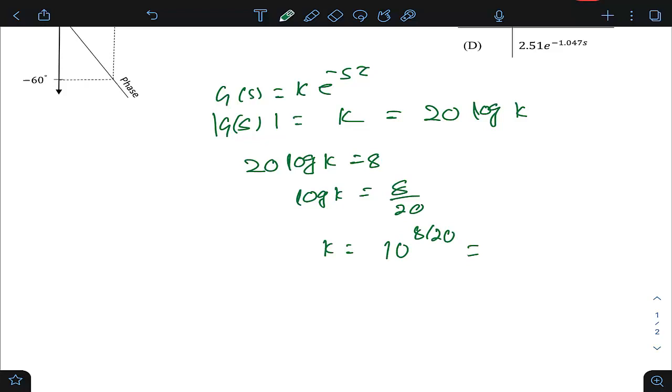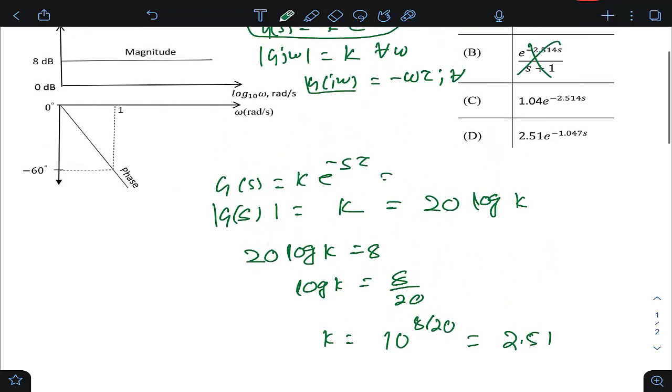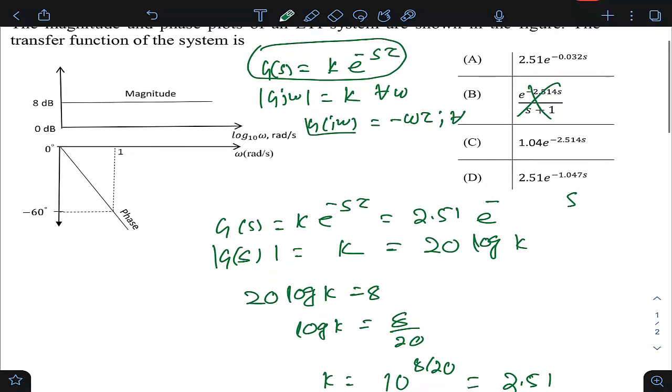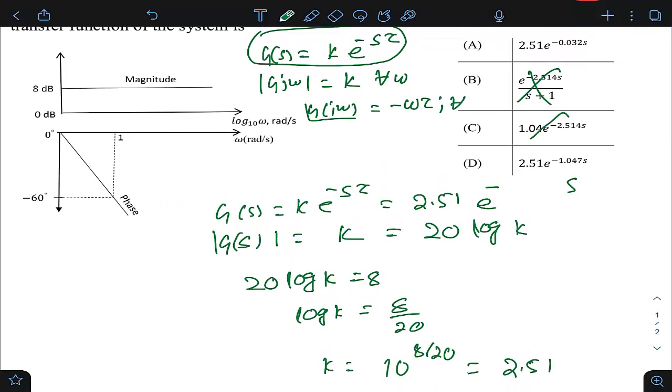So if you simplify this using a calculator, it is coming as 2.51. So this is 2.51 into e raised to power minus s tau, and you have to find the tau factor. So from this, option C is also wrong. So the answer could be either A or D.